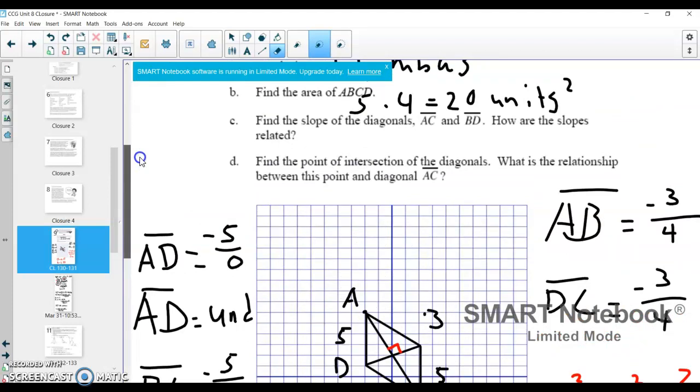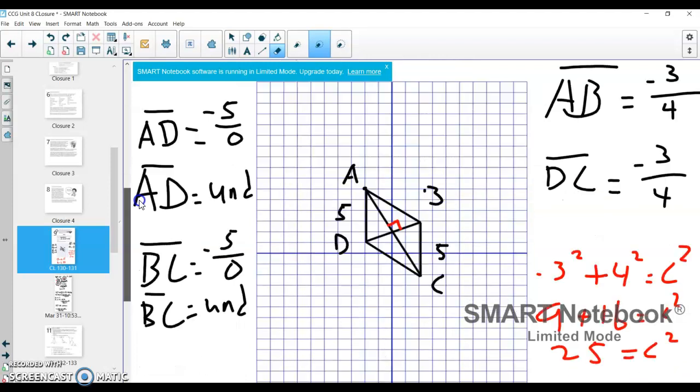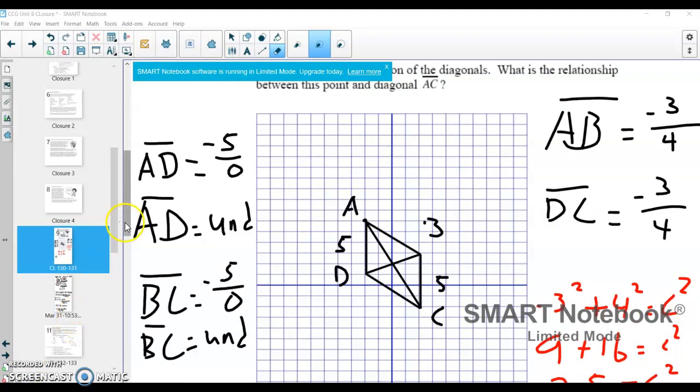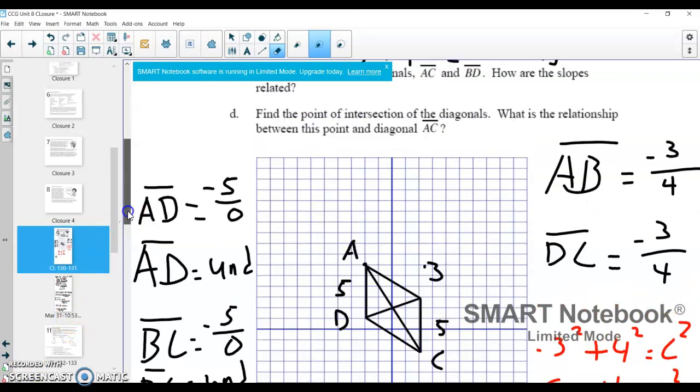It wants us to find the point of intersection of these two diagonals. And then it's saying, what is the relationship between the point and the diagonal of AC? When we're finding this point of intersection of the diagonals, there's a long way we could do it: plug in their equations and use substitution or elimination to solve our two equations for x and for y. But I don't want to do it that way. I just want to look at our diagram and evaluate what's going on here.